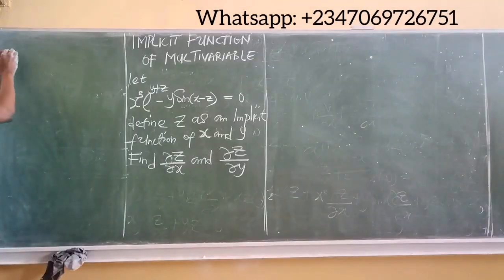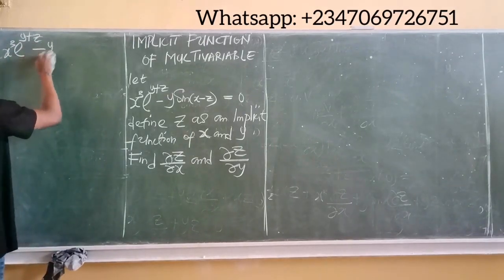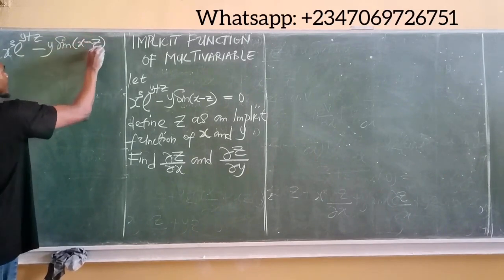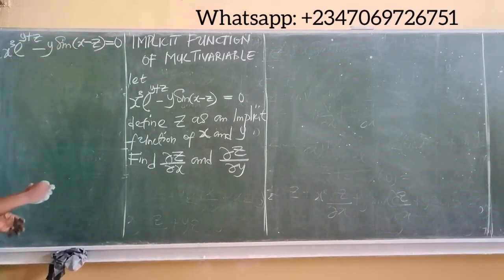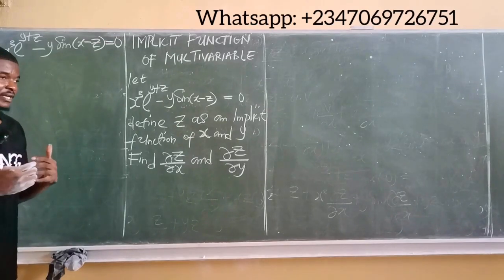We have x cubed exponential y plus z, minus y sine x minus z equals 0. And we want to differentiate this function, looking for the partial derivative of z with respect to x.